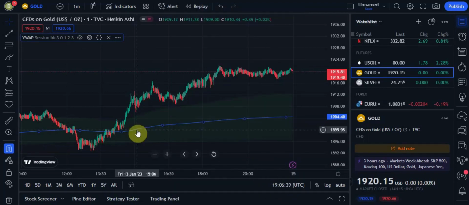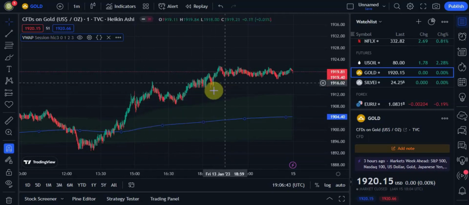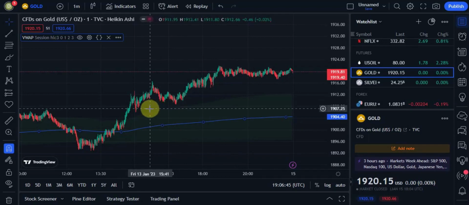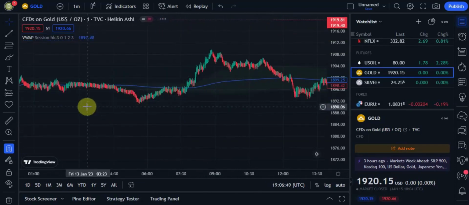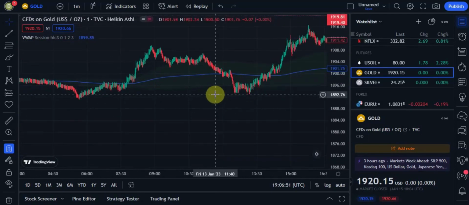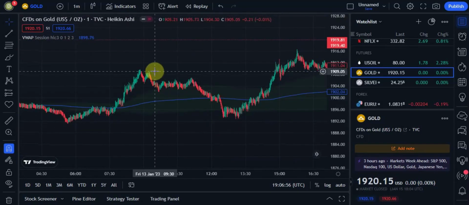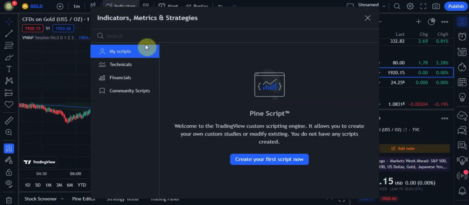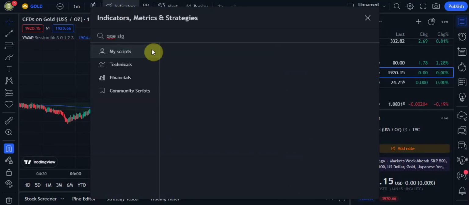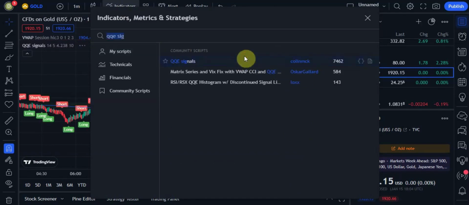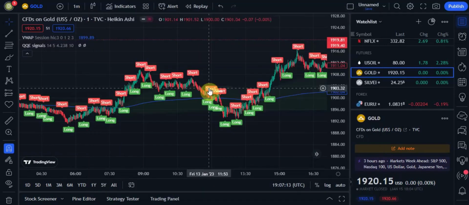Click OK. So the rule for using this indicator is that whenever the market is above the VWAP line, then you can take buying positions, and whenever the market is below the VWAP line, then we could take selling positions, okay? Now the second indicator that we'll add is called QQE signals. So let's go ahead and search for that one here. QQE signals. Here we go.